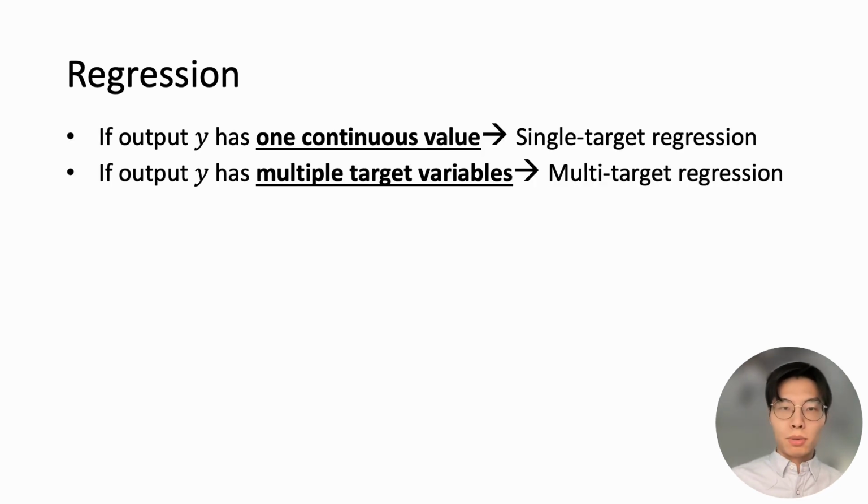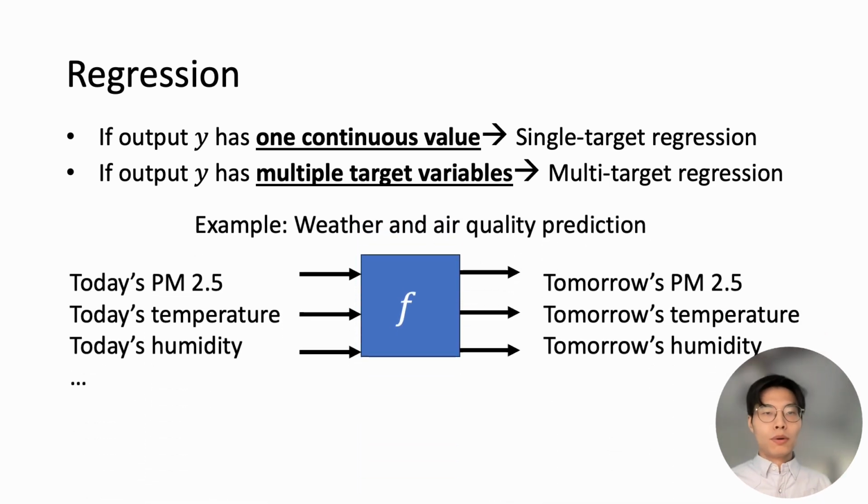Same as the classification problem, if the output y has only one continuous value, it will be a single target regression. But when the output y has multiple target variables, we consider it a multi-target regression problem. For example, when we do weather and air quality prediction, because air quality, temperature, and humidity interfere with each other, we have to model it as a multi-target regression problem to regress these factors simultaneously for better performance.